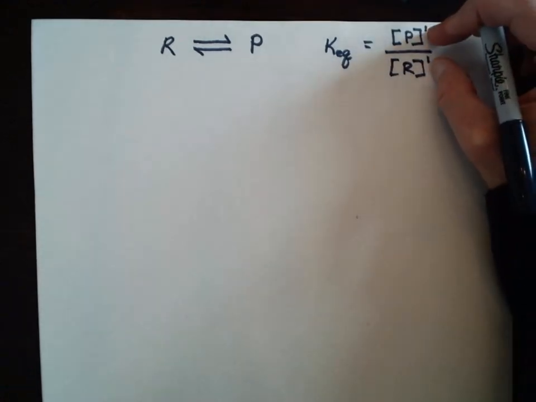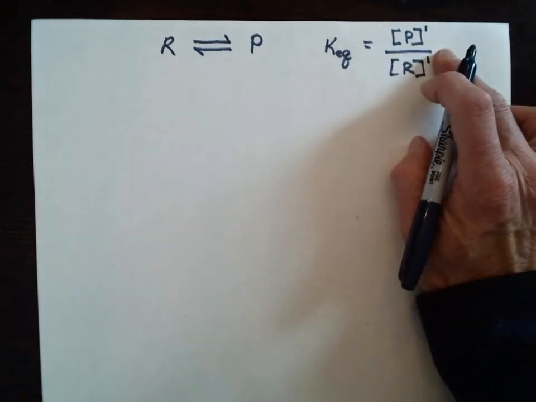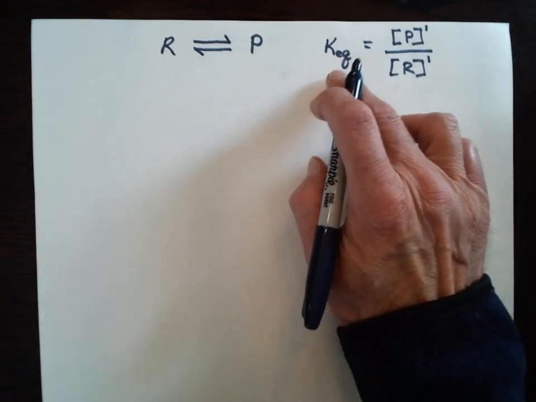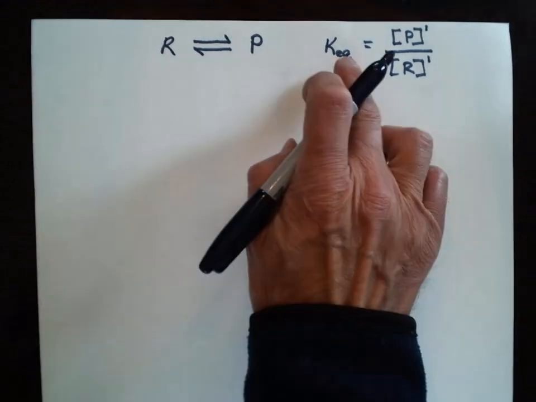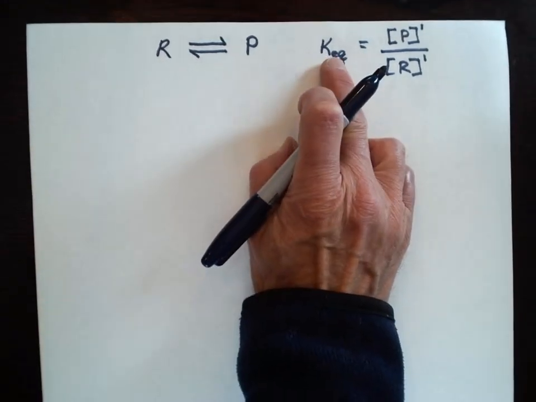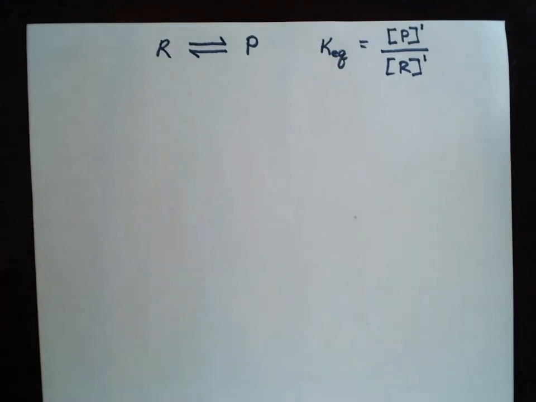These concentrations in this ratio is going to equal a particular number at equilibrium. And this is always going to work. Of course, this value has to be measured experimentally, but that's going to be true for this reaction at a particular temperature.